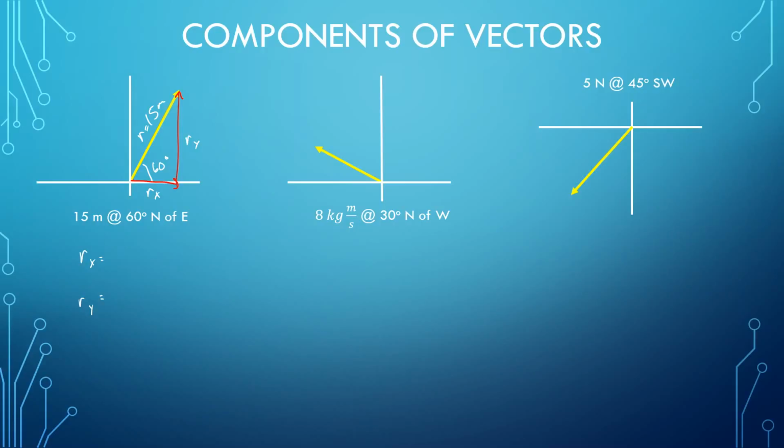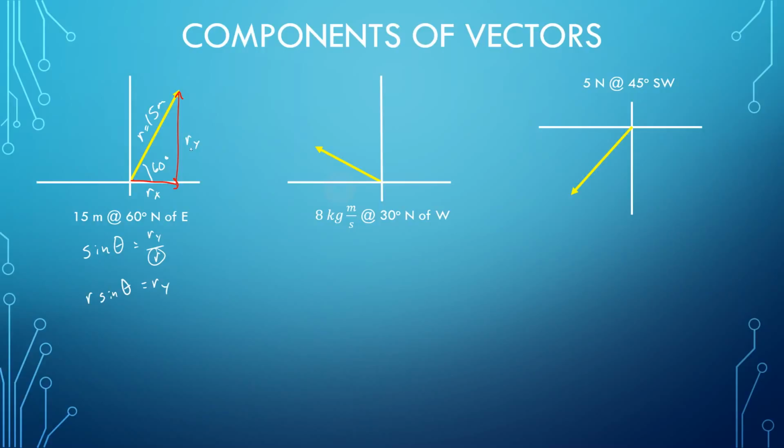Let's go through it together now. Let me erase this first. So first, let's just start with sine. We know sine theta is equal to Ry over R in this case. So we're just going to solve for Ry. How do you get R to the other side? Multiply. So we get R sine theta is equal to Ry. That's it. So 15 times the sine of 60 degrees, which is square root of 3 over 2 or something.